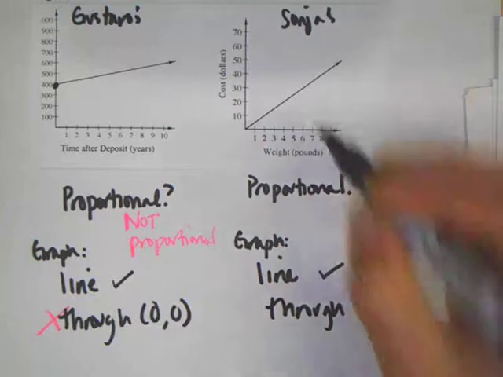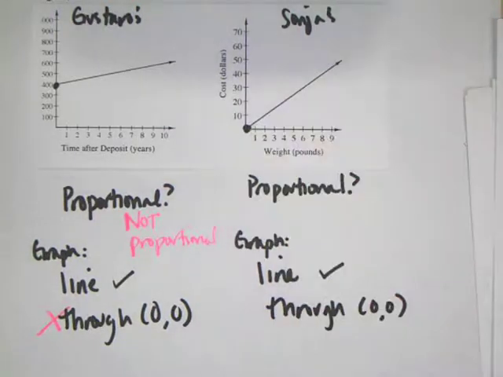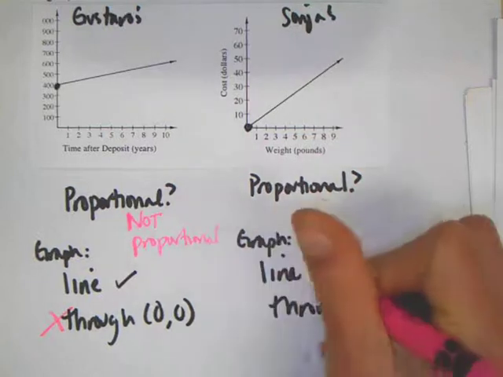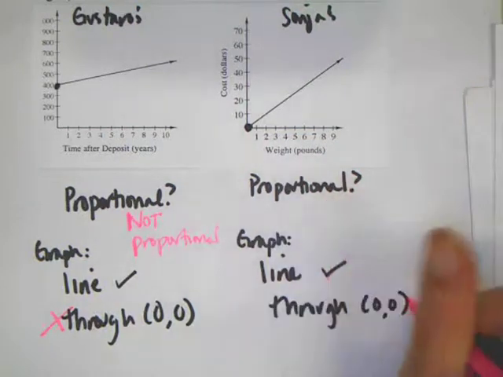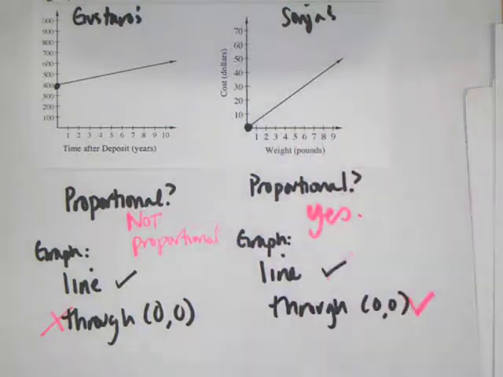Whereas here, it's going to meet the requirements for being proportional. It's a straight line, and it goes through the origin. So this one, yes, straight line. Yes, goes through the origin. So yes, this one is proportional.